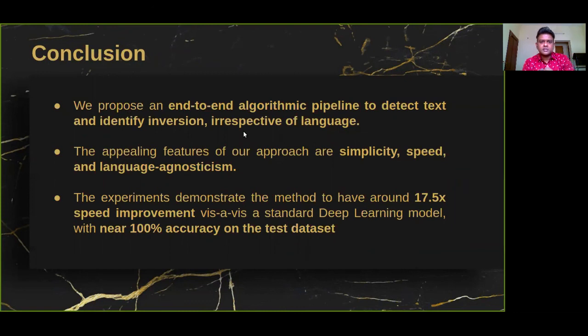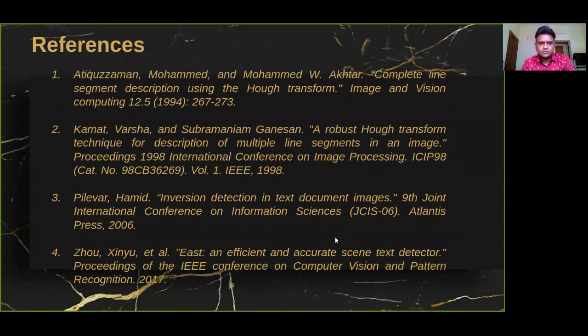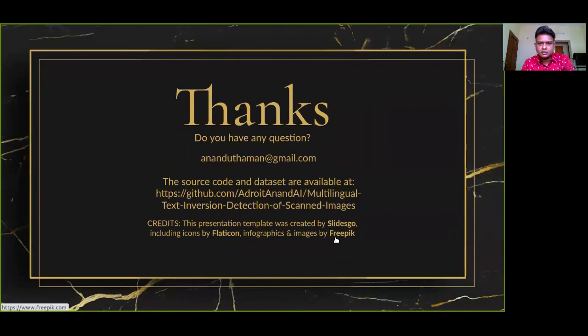So to conclude, it's an end-to-end pipeline. We can detect the text and also identify the inversion irrespective of the language. It is simple, it is fast, and it is language agnostic. There's a significant improvement in speed compared to other methods, and a nearly 100% accuracy on the test dataset. So these are the references.